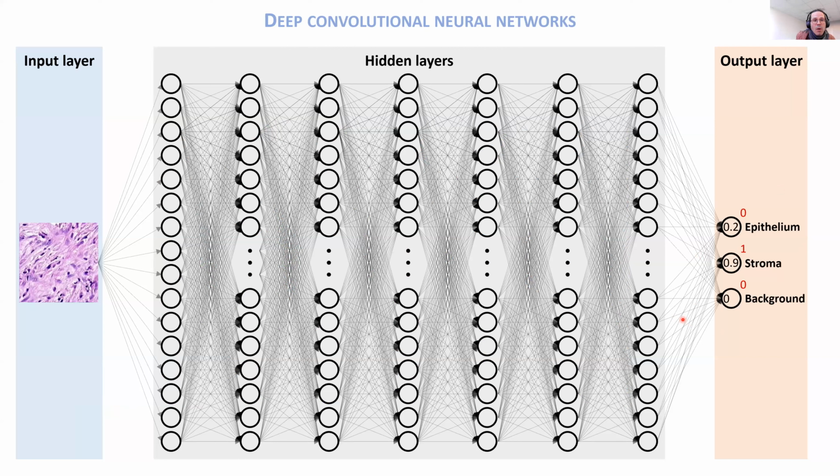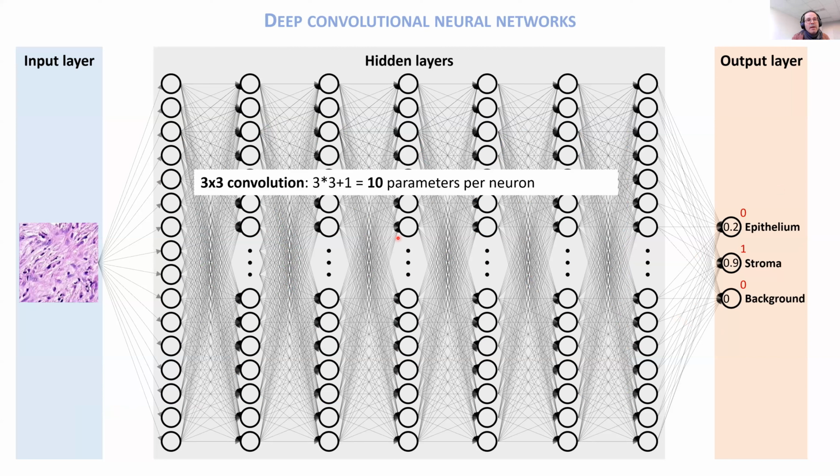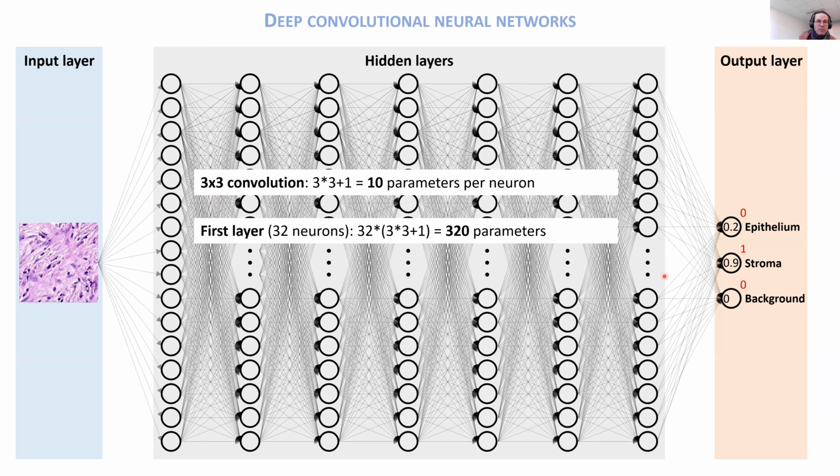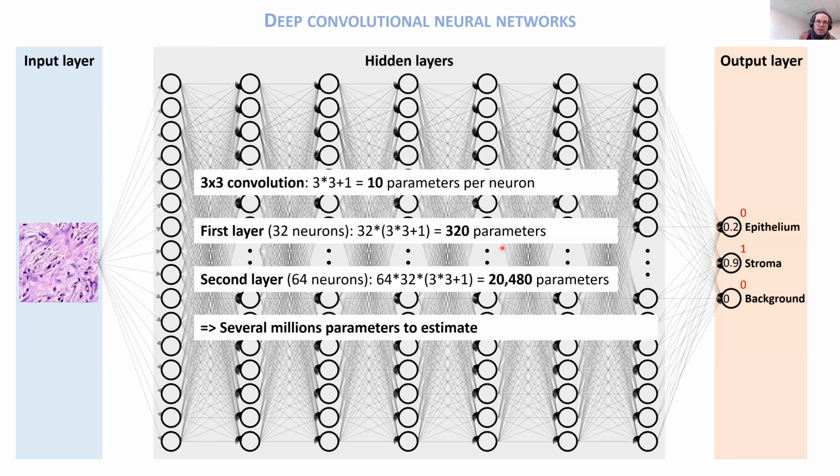Now, one thing that we need to understand is how many parameters we need to estimate. If I do just a 3x3 convolution with a bias, it's going to be 10 parameters per neuron. So if I look at my first layer, and I have 32 neurons, it's going to be 320 parameters. Now, in the second layer, if I increase the number of neurons, I'm going to have 64 times the 320 parameters.